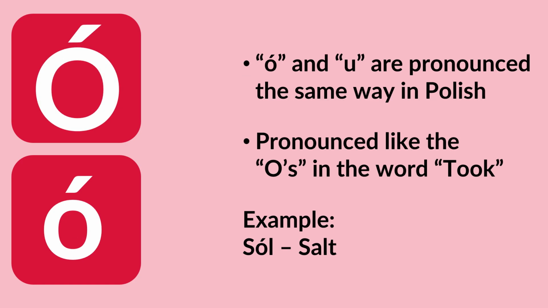This letter O also has a diacritic, and it is pronounced as U, and it sounds like the O's in the word took. A confusing aspect about this letter and its pronunciation is that it is identical to the way the letter U is pronounced in Polish. Both these letters in the Polish language sound the same, and the only way to know which words use one letter or the other is by remembering their exact spelling. An example of this letter being used in a word is sól, which means salt in English.